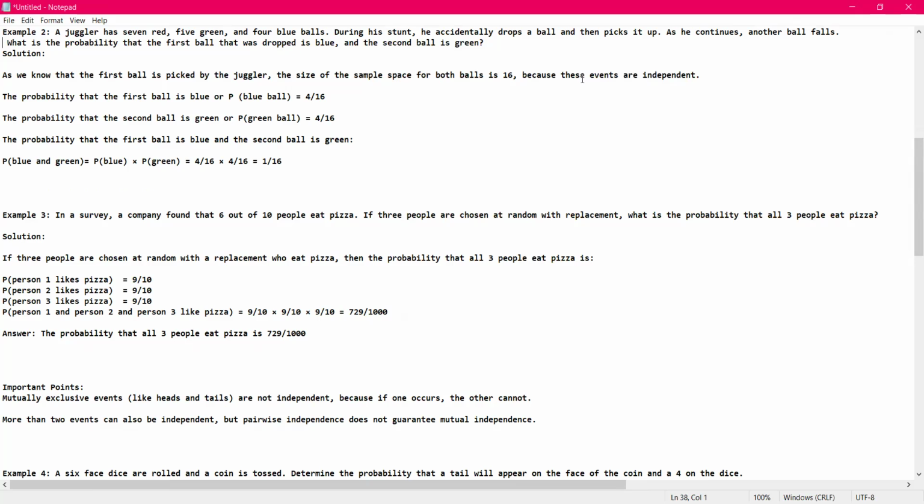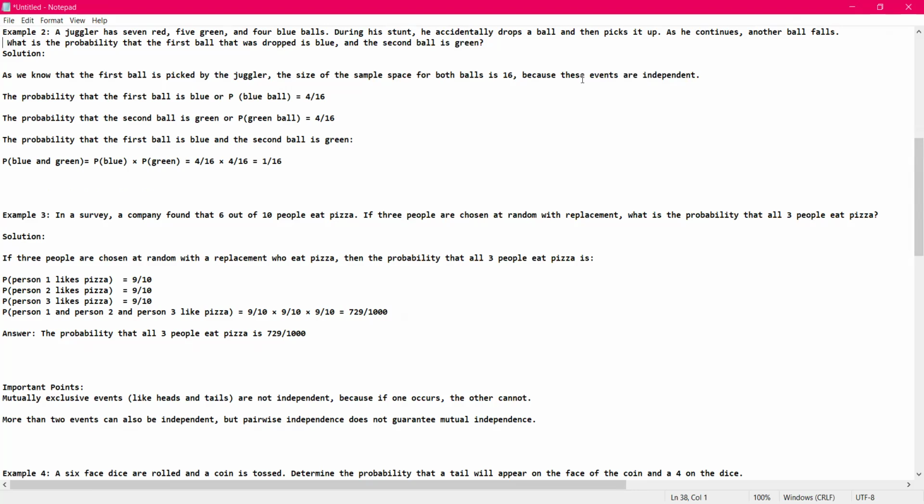So here we can see that these two events are independent of each other, because drawing a green ball the second time is not affected by the first ball dropped being blue. So these two events are not affecting each other, and they are not depending on each other. That's why they are independent of each other. So now we will take, totally how many balls are there? 7 red, 7 plus 5 green is 12, plus 4 is 16.